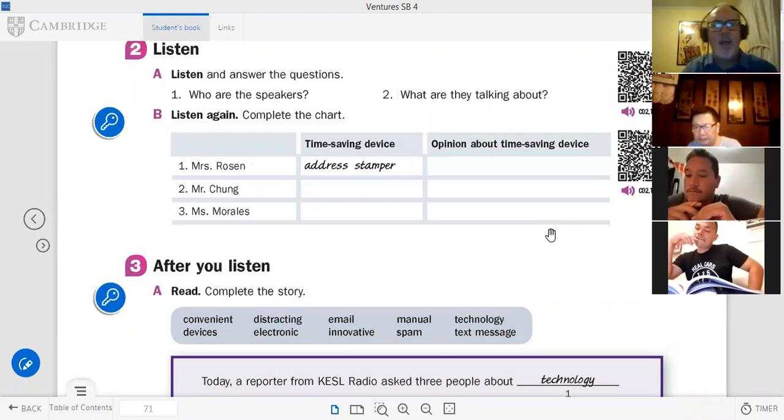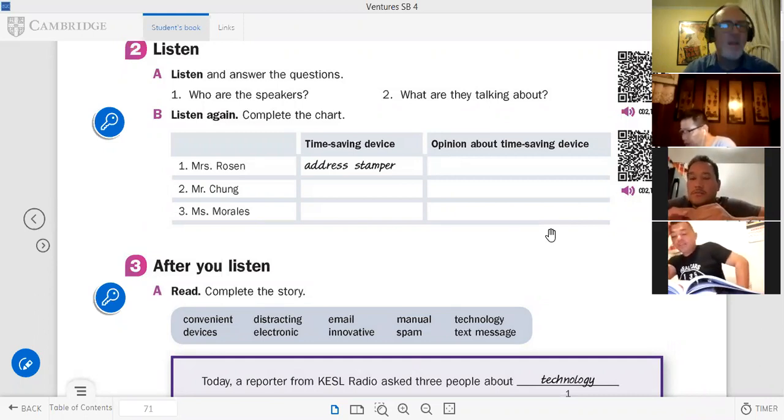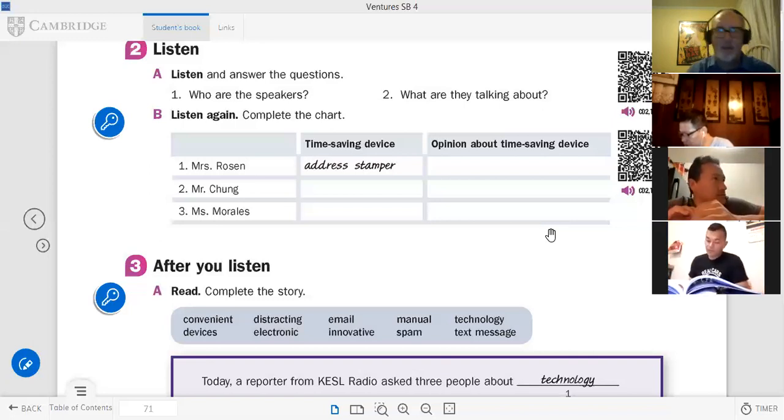And Ms. Morales, what was her favorite device? She loves her cell phone. And what does she like to do with the cell phone? She likes to take pictures. When she's shopping, she takes pictures and sends them to her daughter to see if her daughter likes the item. Very good.